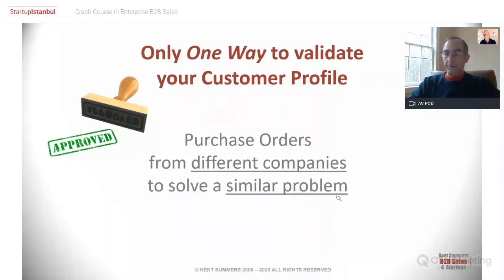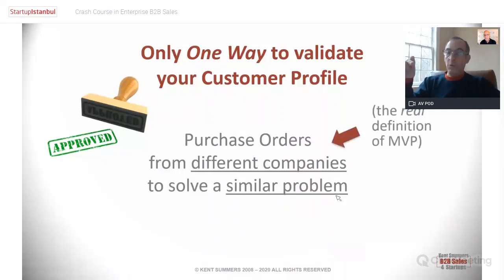I talk to founders all the time. They say, oh, I've got my MVP with my product. I'm out there trying to sell. And I said, well, how many have you sold? And they said 0. Well, you don't have MVP unless you have at least a half a dozen purchase orders that are solving a similar problem for different companies. So this is the real definition of minimum viable product. You don't define it.